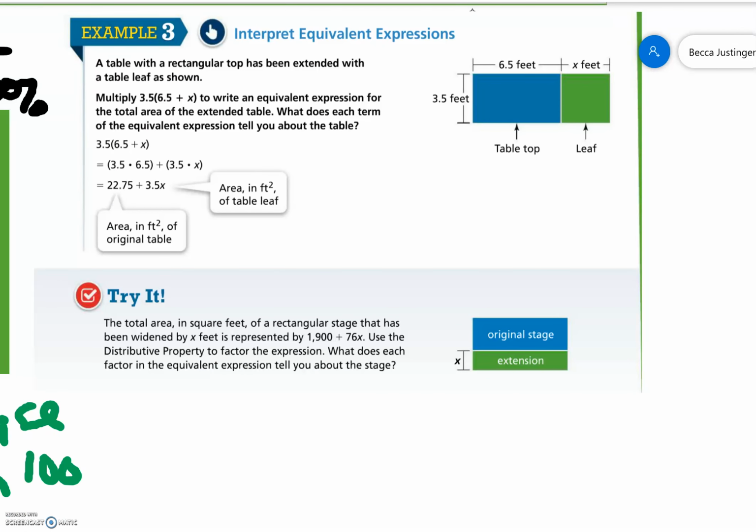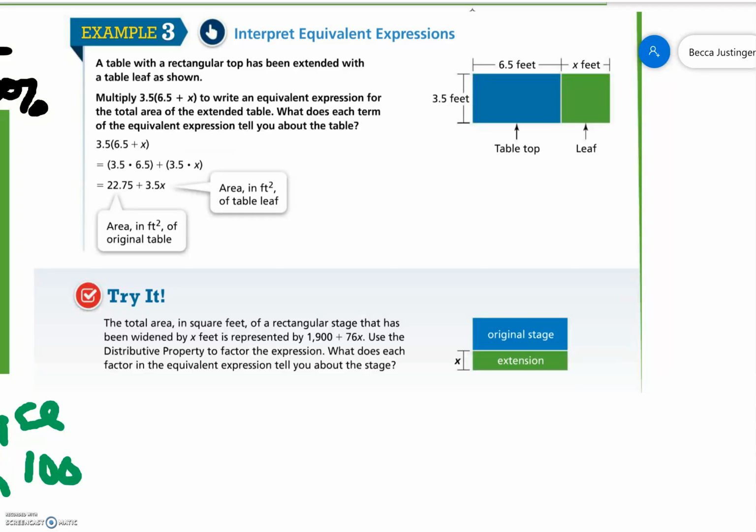Example 3. Interpret equivalent expressions. A table with a rectangular top has been extended with a table leaf shown. So the original table is blue. The leaf, the thing that you add to make the table longer, is green. It says multiply 3.5 times 6.5 plus x to write an equivalent expression for the total area of the extended table. What does each term of the equivalent expression tell you about the table?